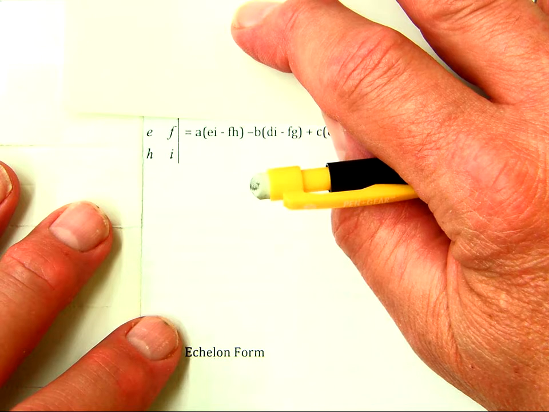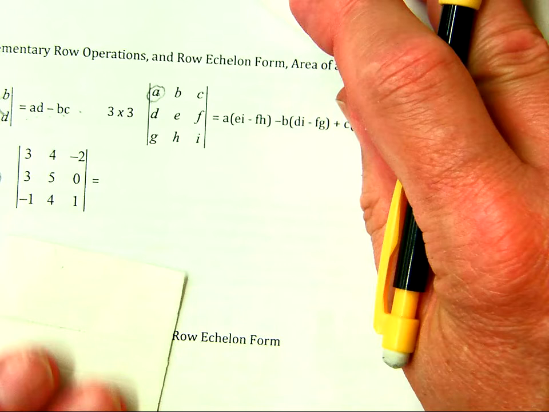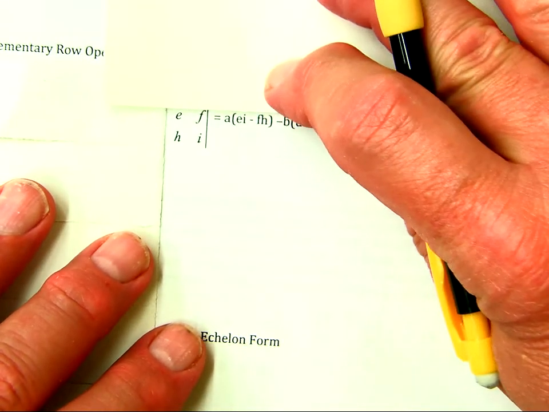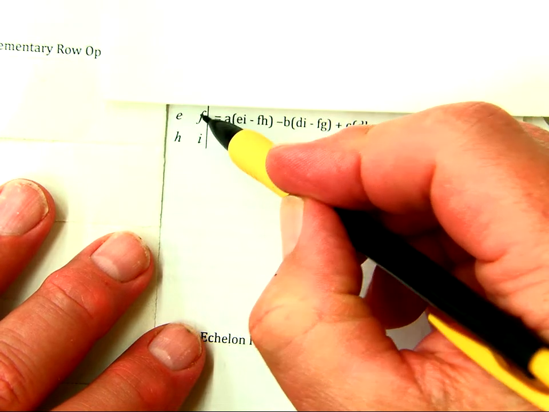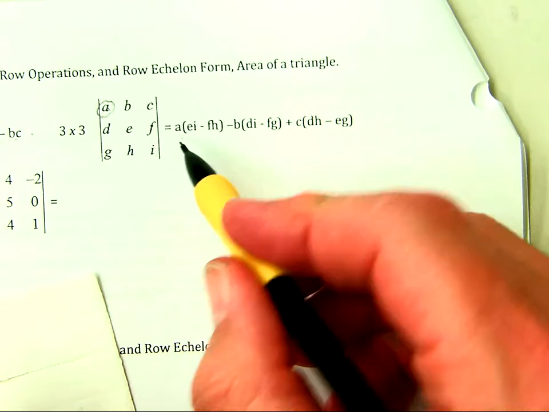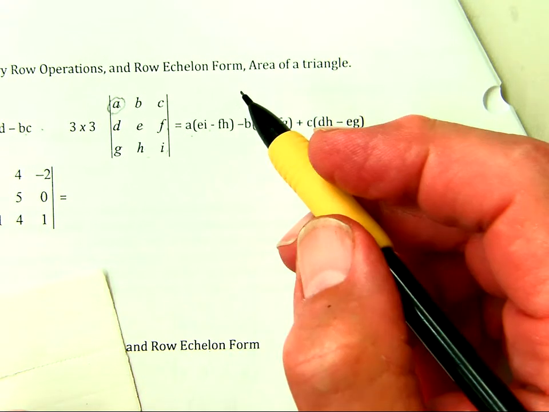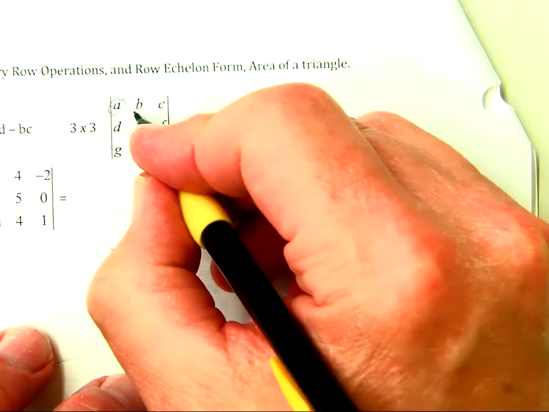We're going to take A, that first number we had, times the determinant of that 2 by 2 that's left over. So that 2 by 2 would be E times I minus F times H. So here's the first one. We take that A times E times I minus F times H. Okay? Then we always put minus. It's always minus the second number.